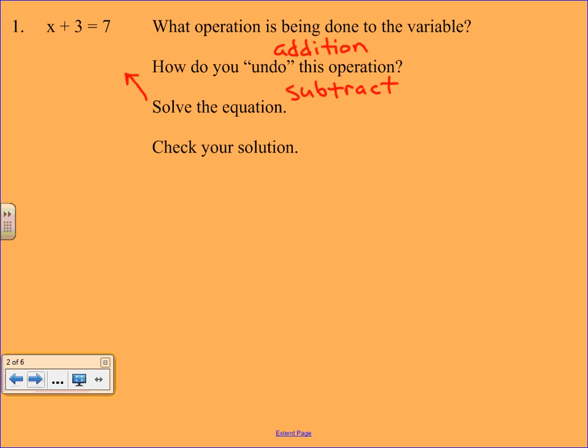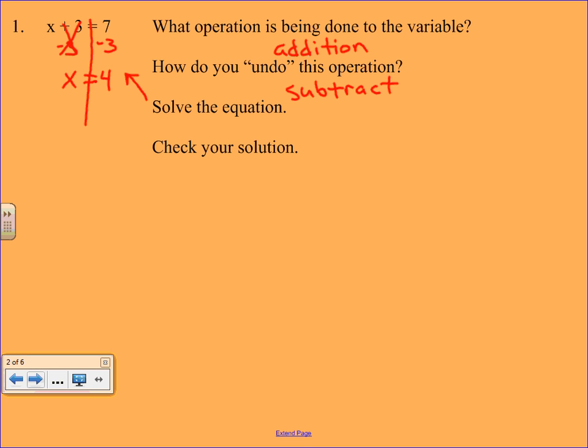So in this case, we're going to subtract 3 from the left-hand side of the equation and from the right-hand side of the equation. You can draw the line down the middle just to keep yourself organized to separate the two sides. On the left-hand side, you'll see that a plus 3 and a minus 3 cancel. We're left with x. On the right-hand side, 7 take away 3 gives us 4.